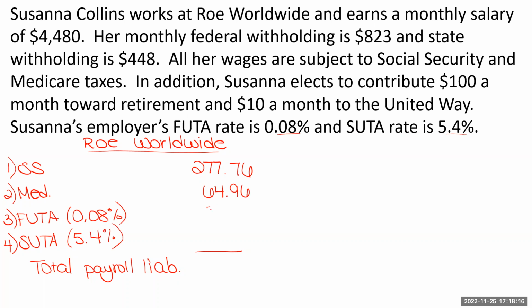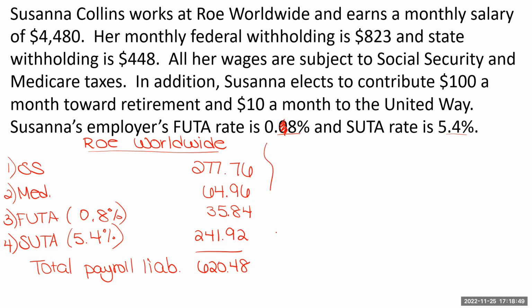Okay, so that should give us 35.84. Oh, wait, that should say 0. It is a typo. That should say 0.8. Sorry about that. Let me change that. Still a small percent. And then 241.92. Add it all up, 620 and 48 cents. This is the employer's total payroll liability.